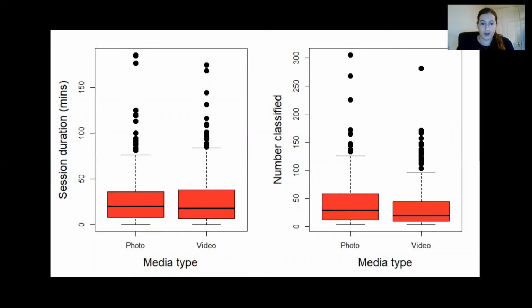So this is just a couple of figures that show that information as well, because we can see there are a lot of outliers. If we look at session duration, again, about half an hour per session is average, but we do get some people that spend a very long time on a session, up to a couple of hours where they're sat doing classifying, which is incredible. And when we look at the number classified, that reflects a similar situation. On average, you might be classifying 20 to 30 per session, but then you get those outliers where people have spent a really long time and submitted a couple of hundred classifications.